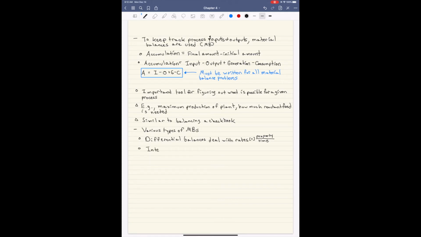Another class of material balance that you'll deal with are integral balances. Okay? So integral balances deal with amounts, or absolute amounts.